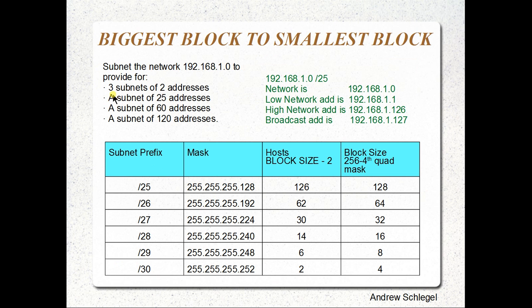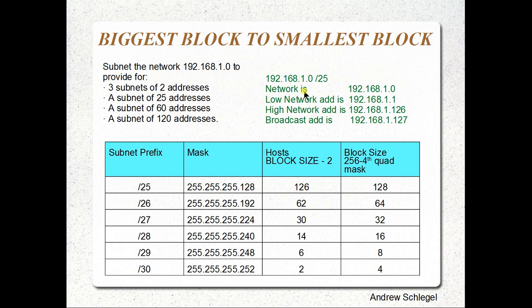So 3 subnets of 2 addresses. So we're subnetting this /24. Okay, and we have a subnet of 25 IP addresses for the 25 computers. So let's go ahead. You always start with the biggest one first. So we have 120 IP addresses. Well, we already did that. We know this is not enough. So we know we need a /25. So let's choose the /25.